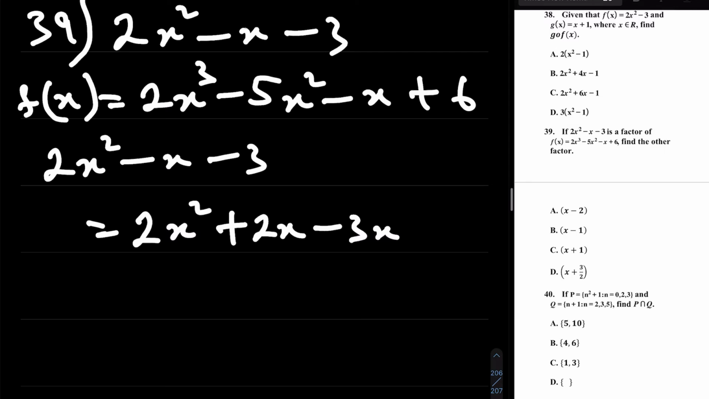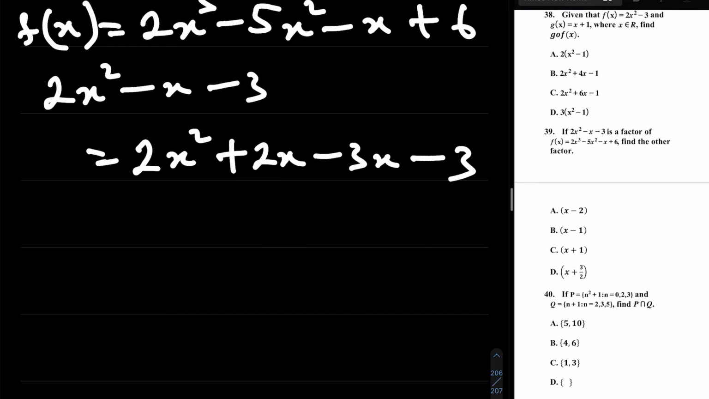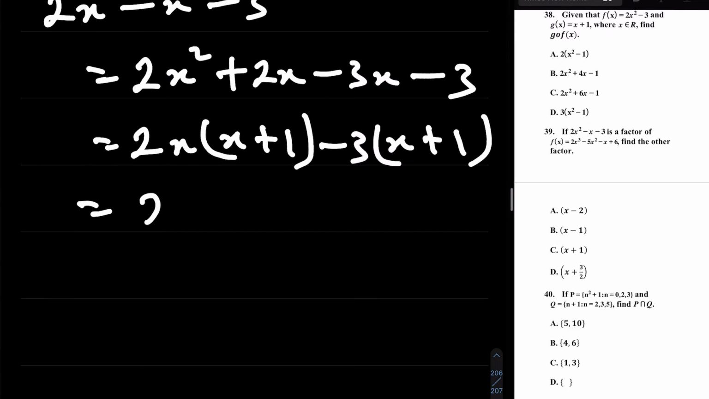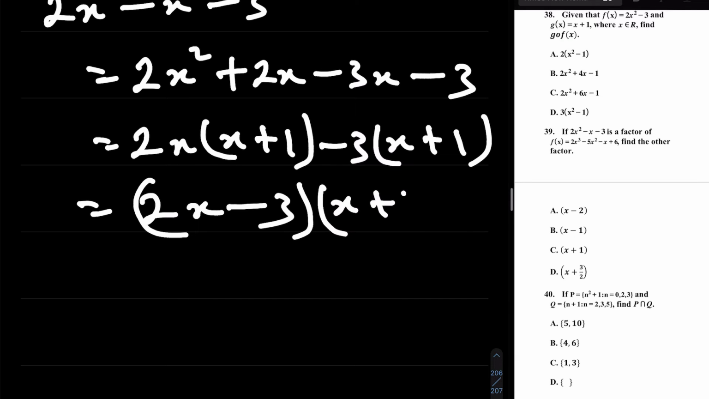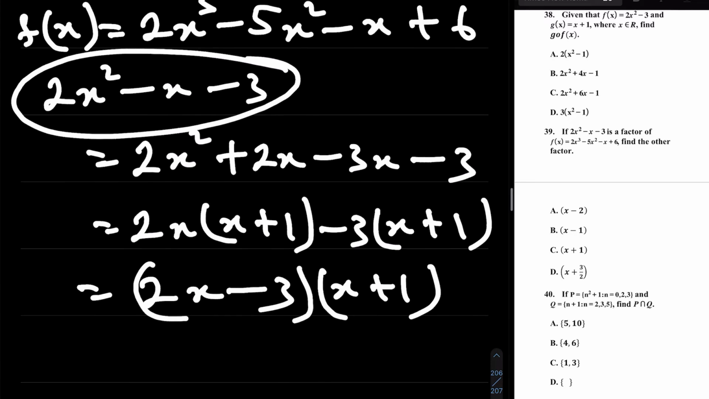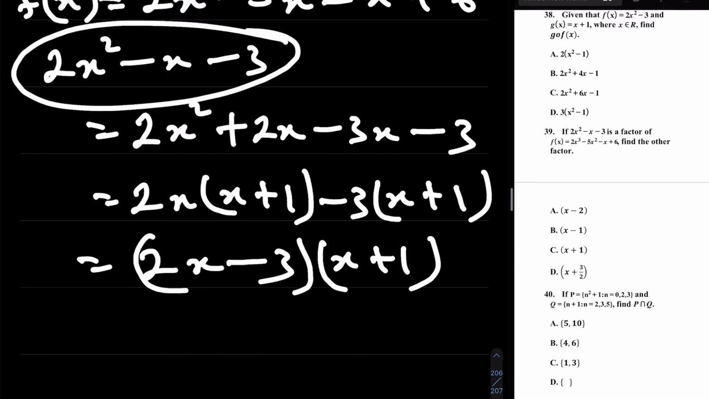2x squared plus 2x minus 3x and then minus 3. When you add this, you get minus x, and when you multiply, you get minus 6x squared. That's the trick for factorization. So that simply means 2x into bracket x plus 1 minus 3 into bracket x plus 1, and that's 2x minus 3 times x plus 1. So 2x squared minus x minus 3 is the same as 2x minus 3 times x plus 1.